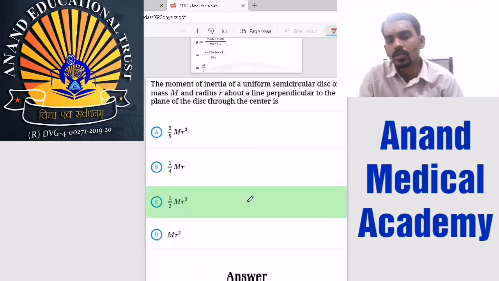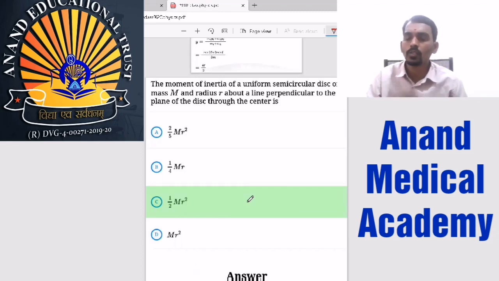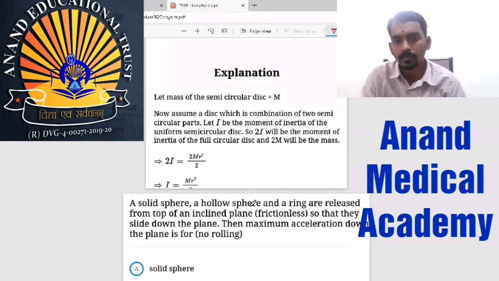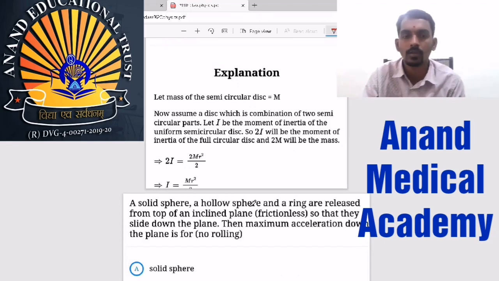Now again, a moment of inertia based question. If you want to solve this question, you must know, as I said, those two theorems. Then only you can apply it. They can ask about any object. It is not sure whether a disk will be asked or a ring will be asked.